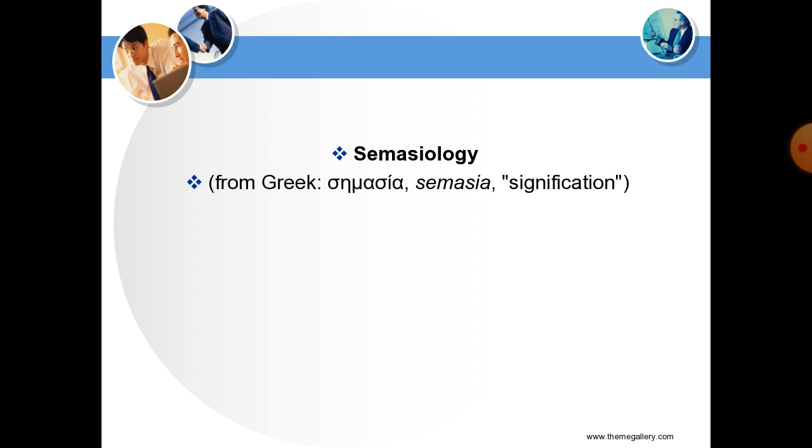Semasiology came from Greek and means signification. It is a discipline of linguistics concerned with the question, what does the word mean? It studies the meaning of words regardless of how they are pronounced. It is the opposite of onomasiology, a branch of lexicology that starts with a concept or object and asks for its name.